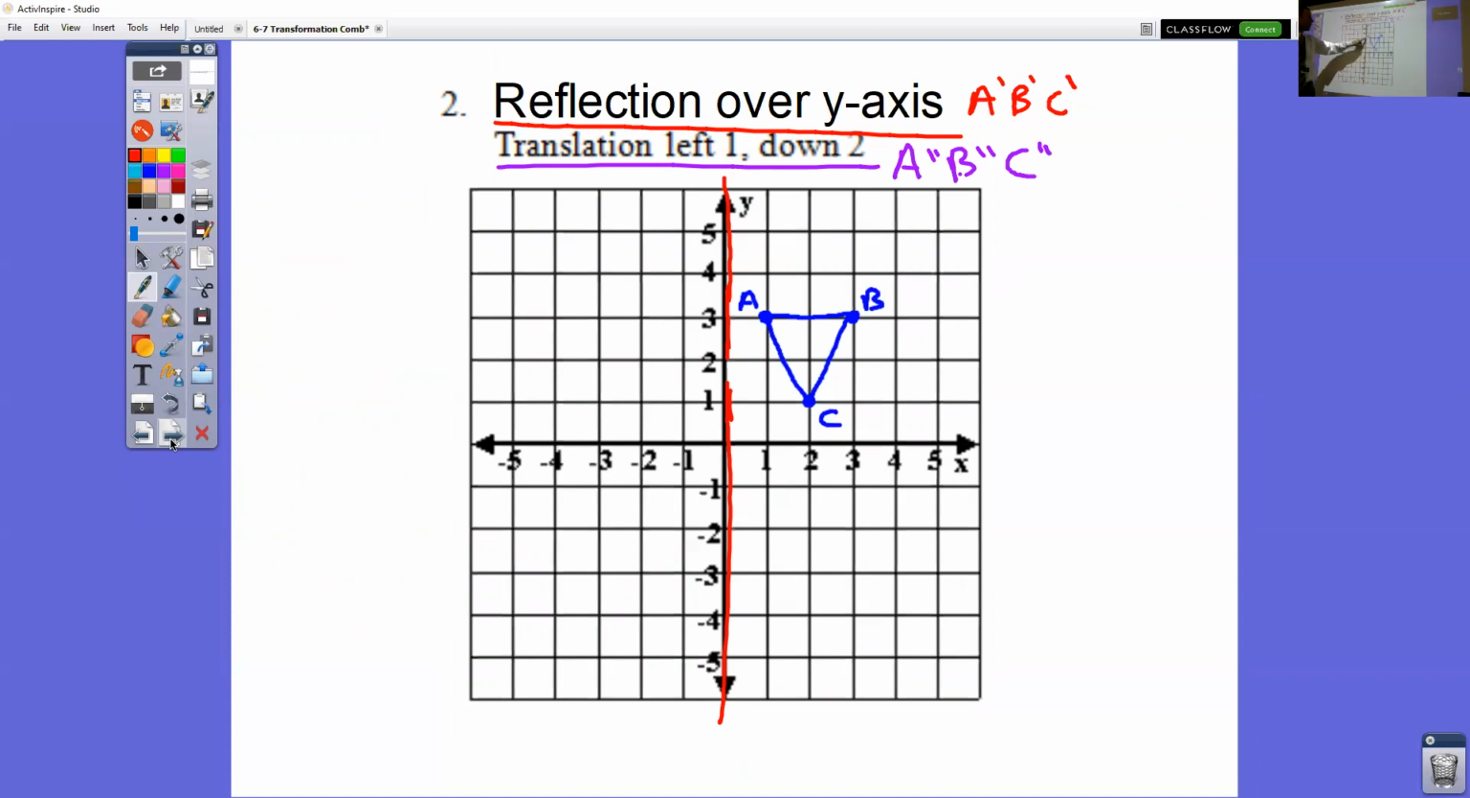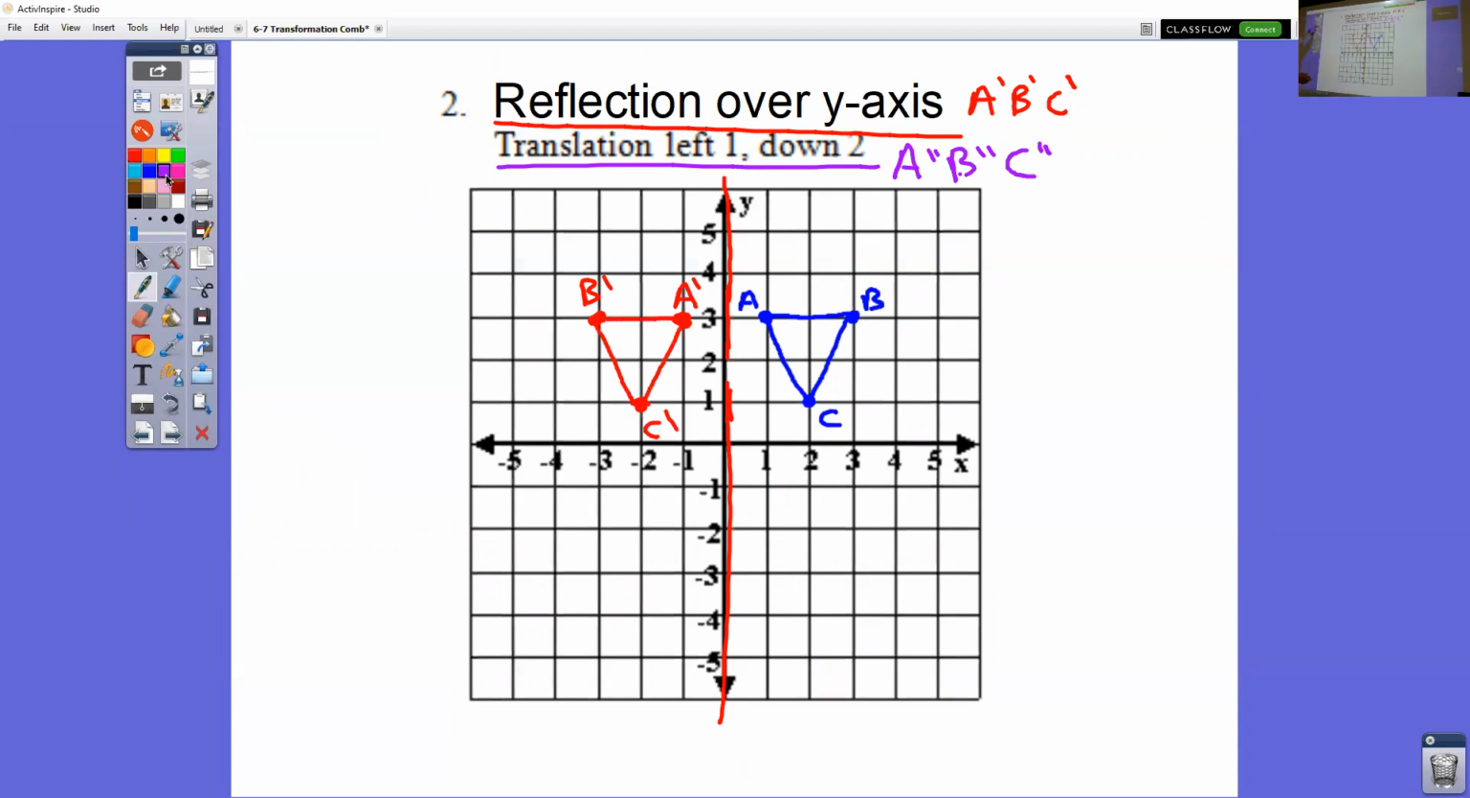So A is one place to it. A prime is one place away from it. B is 1, 2, 3 places to it. 1, 2, 3 places away from it is B prime. C is 2 places to it. So C prime is 2 places away from it.